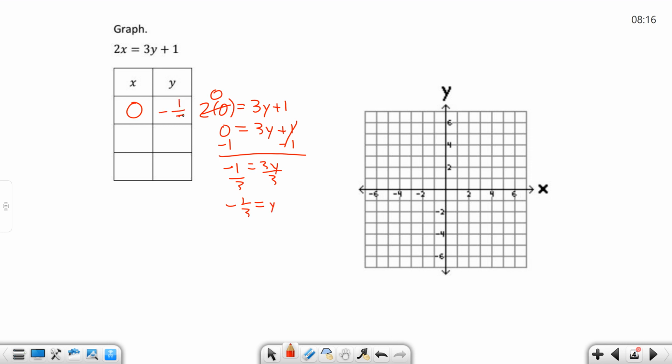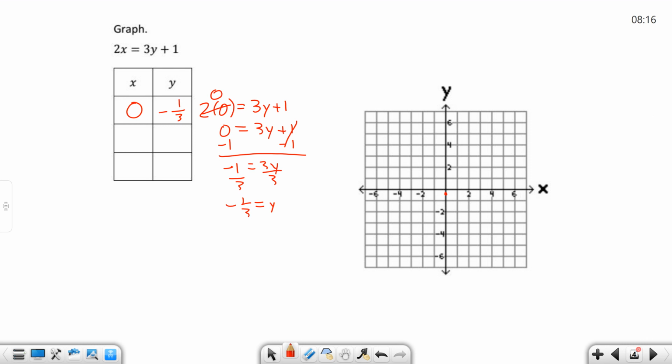So negative 1/3. And so when you have this situation, you will from time to time get fractions. 0 on the x, negative 1/3 on the y is down just barely below the axis here, right? In between 0 and 1, but closer to 0. Negative 1/3 is closer to 0 than it is negative 1.